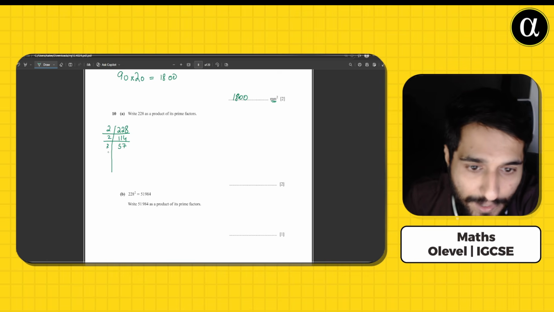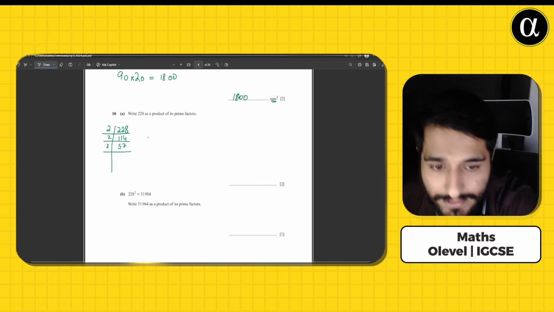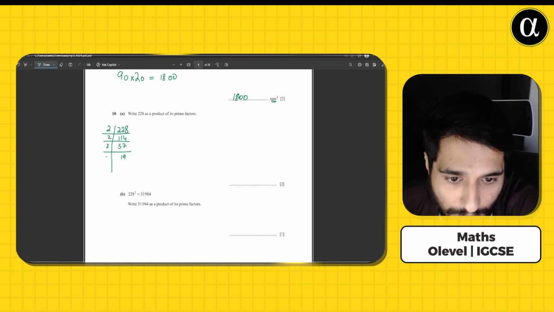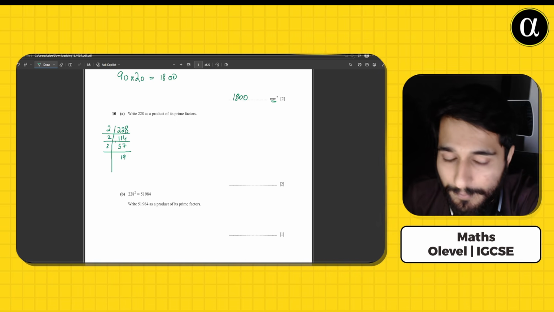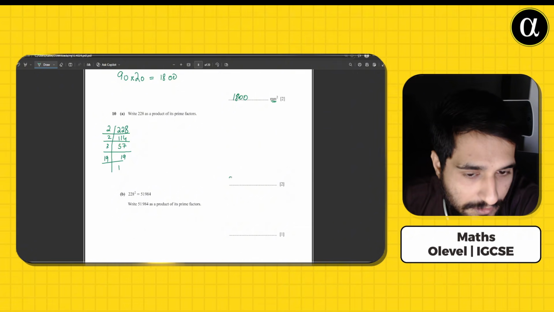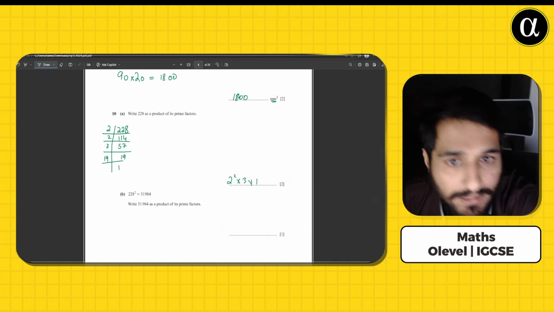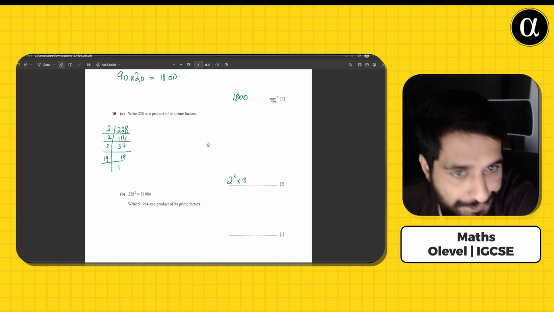And then I can divide it by 3, and for this case it's going to be 19. And the last thing, when I divide it, there is no other prime number in between, so it's going to be 19 divided by 19, and that's going to give me 1. So it's going to be 2 squared times 3 times 19 for this case.